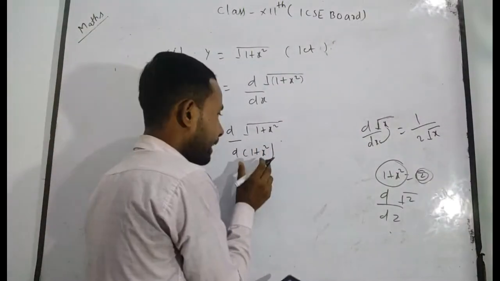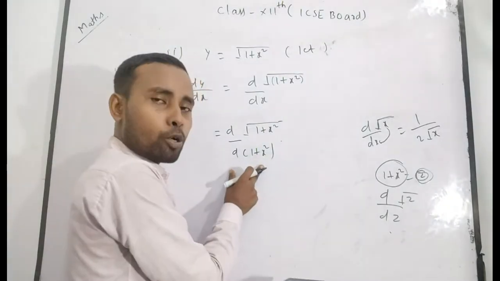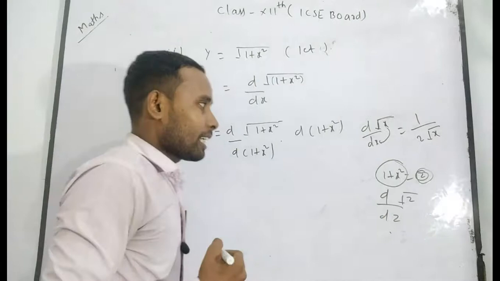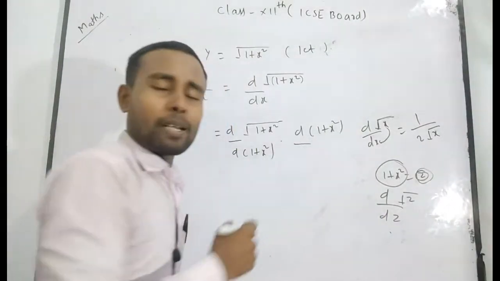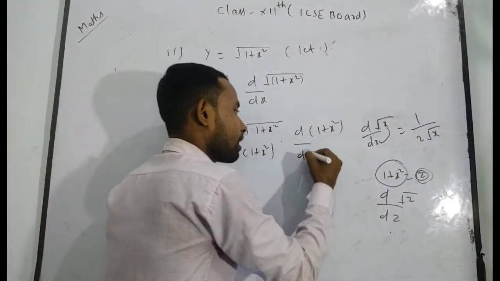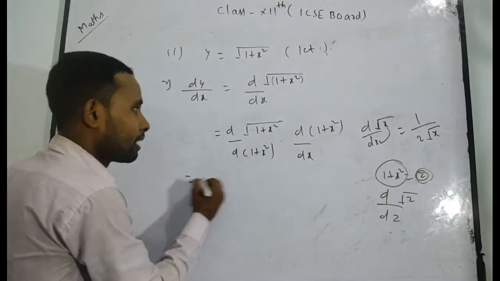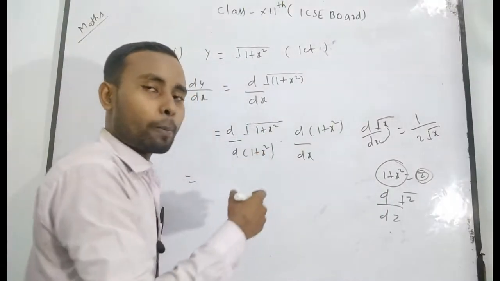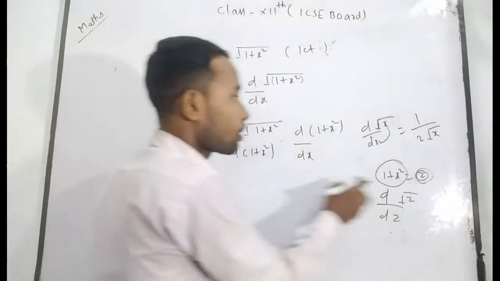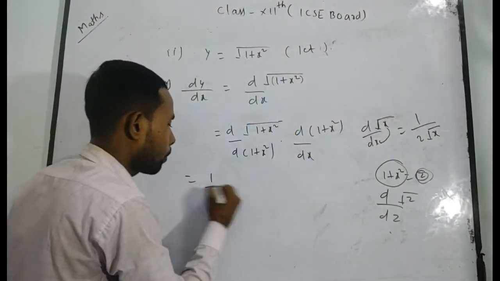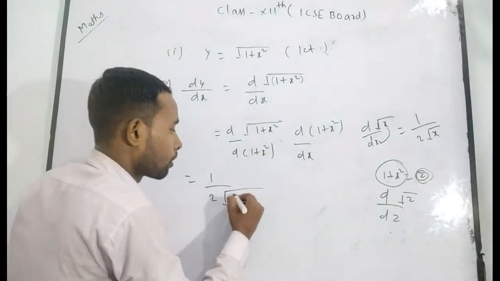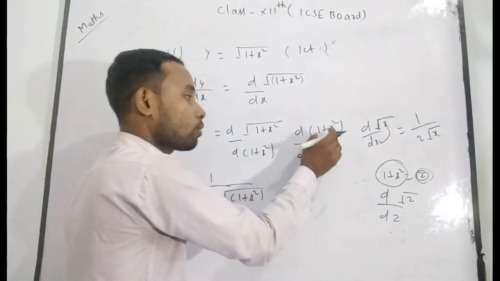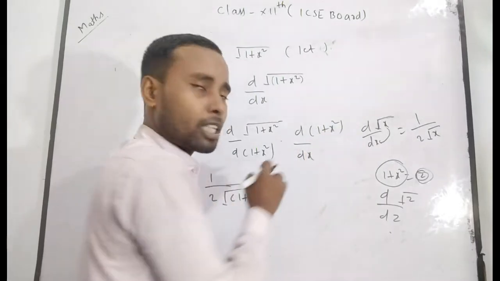So now again, I have taken it here forcefully. So now I want to manage it. Now can we differentiate 1 plus x square with respect to x? Yes. Now, again, the derivative of root under 1 plus x square with respect to 1 plus x square will be 1 upon 2 root under 1 plus x square, into, what can you tell me? The derivative of 1 plus x square with respect to x.